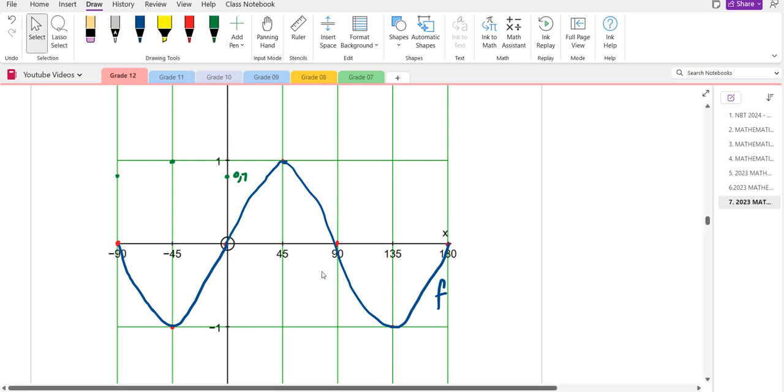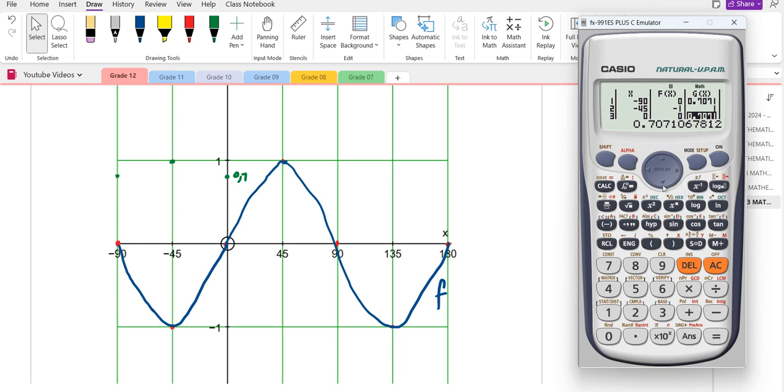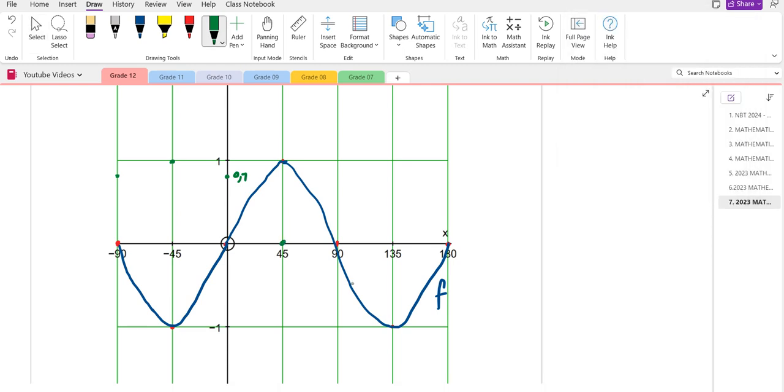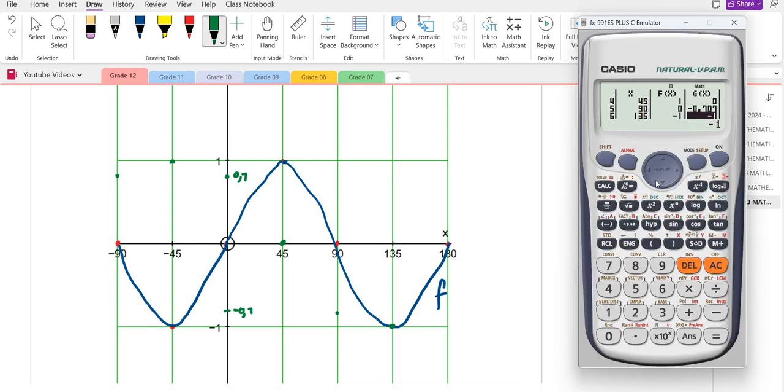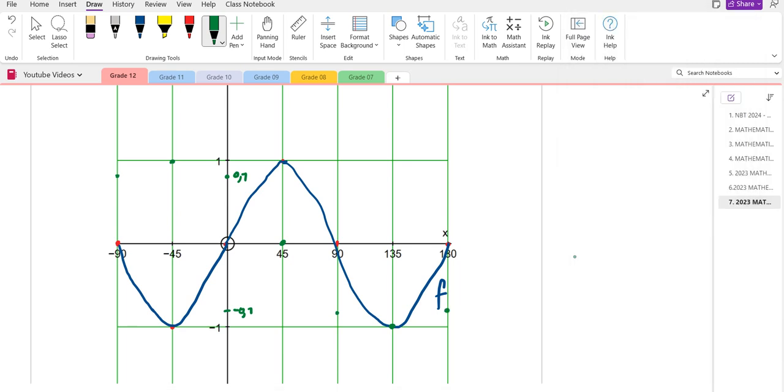And then at 45 I've got 0, then negative 0.7, and then negative 1, so kind of symmetrical, right? So 0, then I'm getting negative 0.7, and then negative 1, and then at 180 I'm getting negative 0.7, right? So I need to join all these dots.